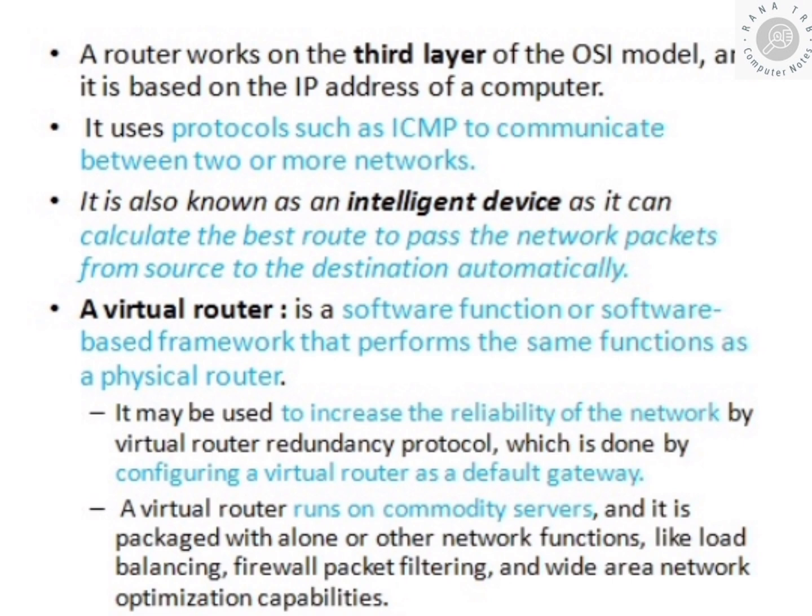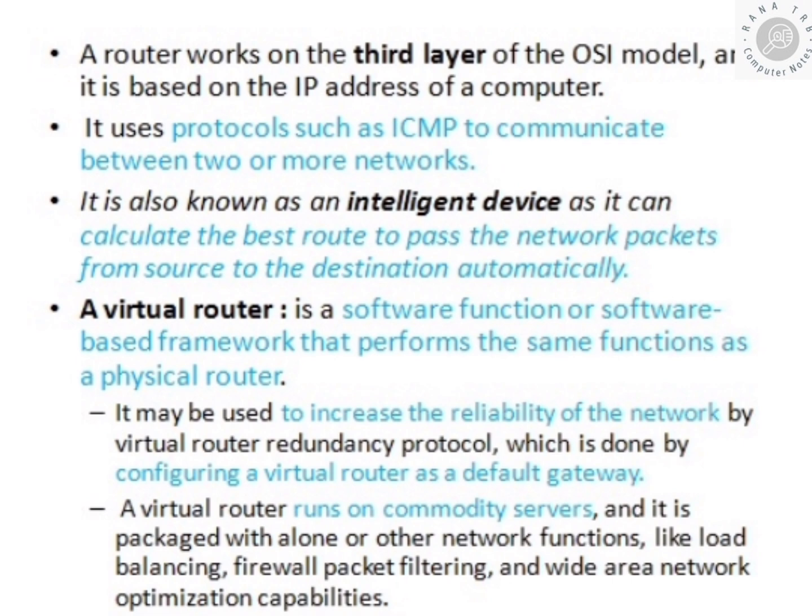The router works on the third layer of the OSI model, that is, the network layer. With the help of IP addresses, it is used to transfer data, and it uses a protocol called ICMP, that is Internet Control Message Protocol, for communicating between two or more networks. Hence it is known as an intelligent device, because it automatically calculates the best route to pass the network packet from source to destination based upon their IP addresses.